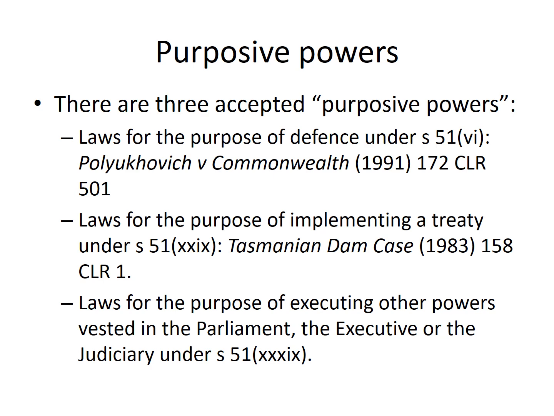There are three accepted purposive powers. The first is the defence power in section 51(6) of the Constitution. Under this power, the Commonwealth Parliament may make laws for the purpose of defending Australia against external and internal threats. The second is one aspect of the external affairs power in section 51(29). That aspect relates to the power of the Commonwealth Parliament to make laws for the purpose of implementing treaties entered into by the executive. The third is the express incidental power in section 51(39) of the Constitution. Under this power, the Commonwealth Parliament may make laws for the purpose of executing other powers vested in the Parliament, the executive, or the judiciary.